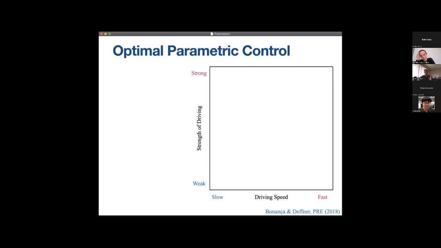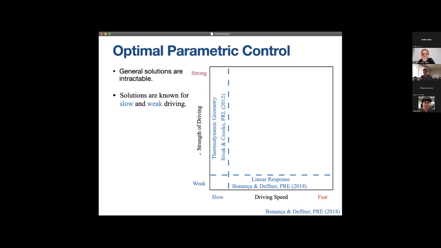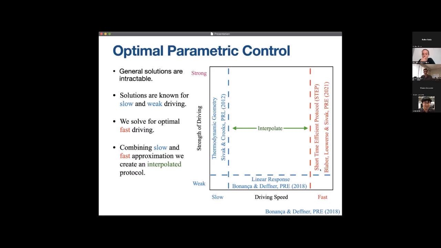I'm going to look at in what cases we know the optimal solutions. So generally the solutions are intractable for most systems, but we know the solutions for slow driving and weak driving, and both of these are sort of governed by linear response, and these have been known for quite a while. And then what we've discussed here, we sort of fill in this other side of this rectangle with these short time efficient protocols with the fast driving. And that means that you can get these interpolated protocols that go between the two.